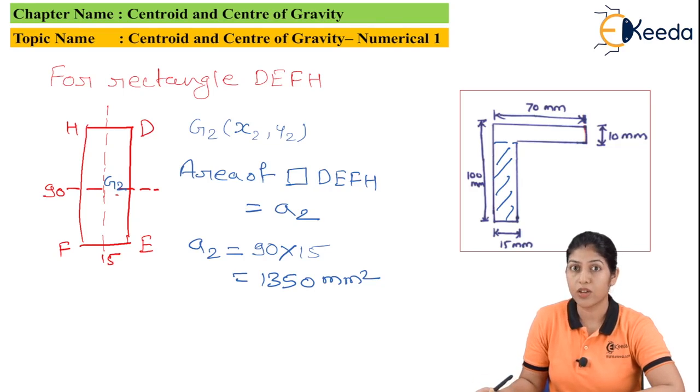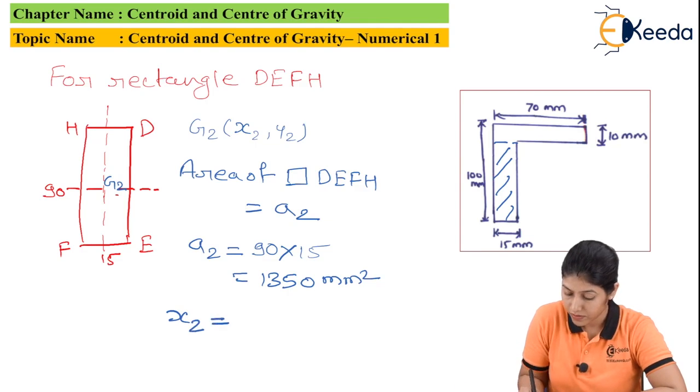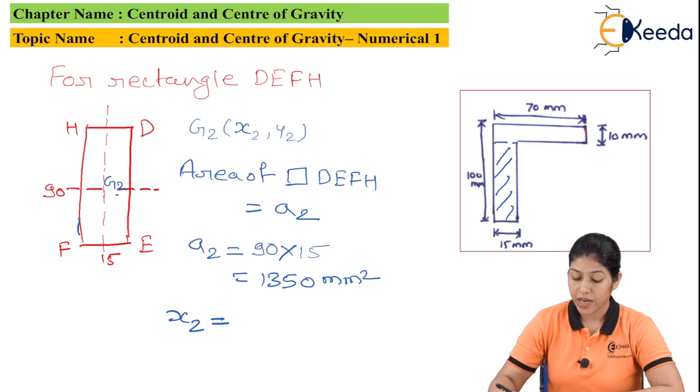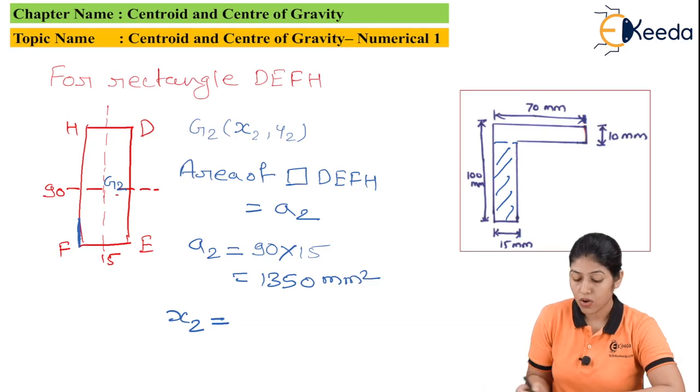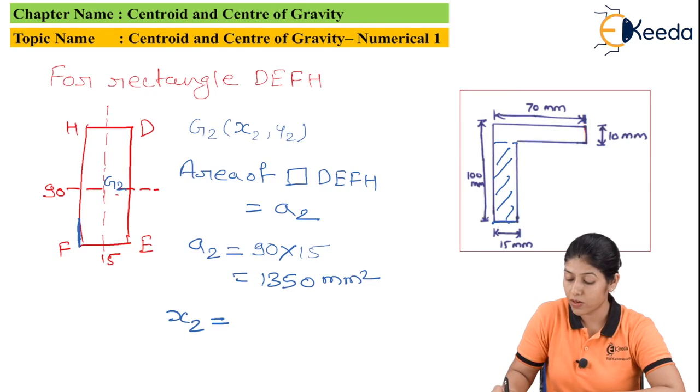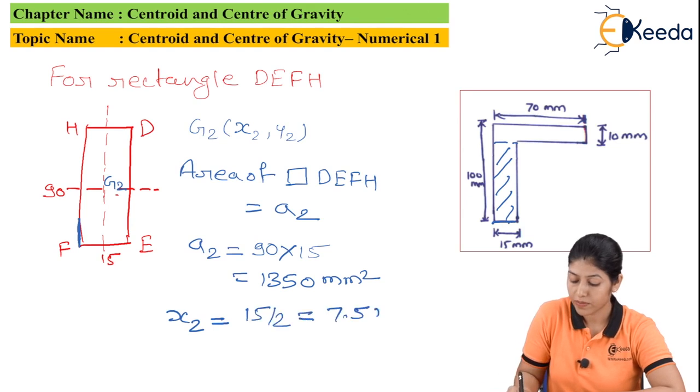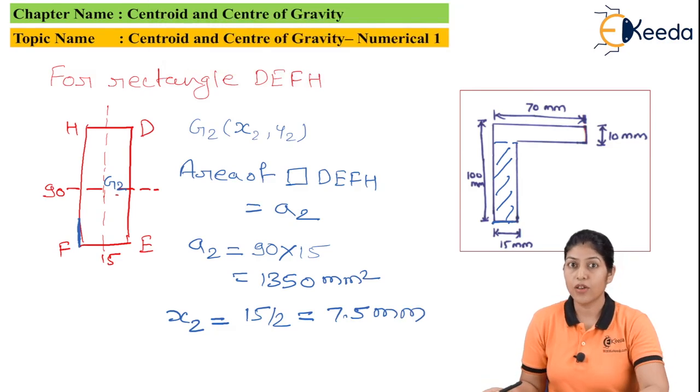So we will find out the value of X2 and Y2. Now the X2 value we will consider from the y-axis. Here we have the y-axis along this particular line. So the X2 value will be 15 divided by 2 only. This is the value of 15. So the value of X2 is 15 divided by 2, that is 7.5 mm. Now we have to find out the value of Y2.